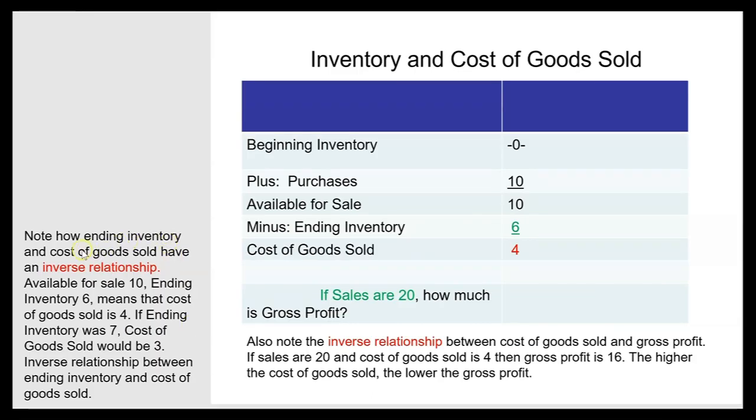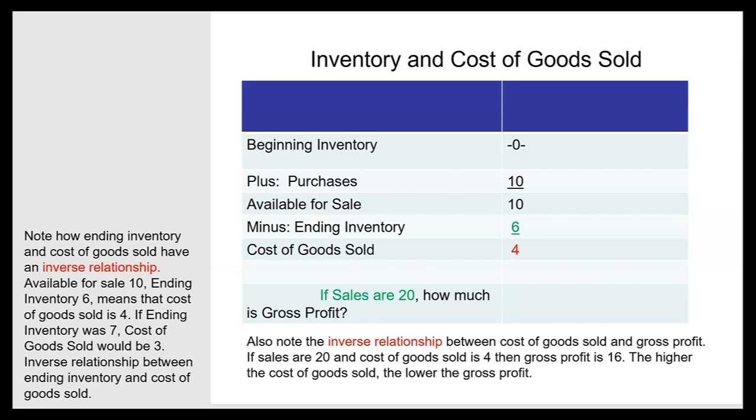Note how ending inventory and cost of goods sold have an inverse relationship. We said available for sale is 10, ending inventory is 6, meaning that cost of goods sold is 4. Well, if ending inventory, instead of being 6, was $7, then cost of goods sold would be $3. There's an inverse relationship between ending inventory and cost of goods sold. As ending inventory goes up, cost of goods sold goes down. And as cost of goods sold goes down, gross profit goes up.